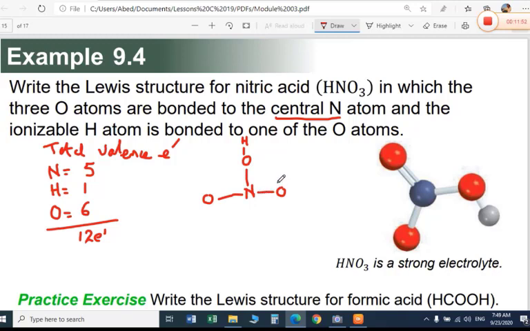Okay, then give the octet: 1, 2, 3, 4, 5, 6 outside and 2 inside, and similarly here 1, 2, 3, 4, 5, 6, 2 inside. So for the nitrogen 6 are inside, 2, 4, 6. So the remaining 2 electrons will come outside. For this oxygen 2 electrons here, 2 electrons here, 4. So 4 inside and we have to give 4 outside to complete the octet. But remember, hydrogen is an exception. Hydrogen is very small. Do not give the octet to the hydrogen.